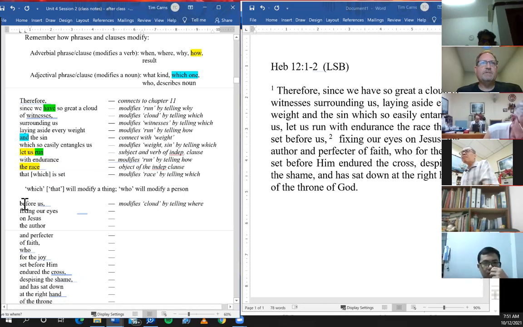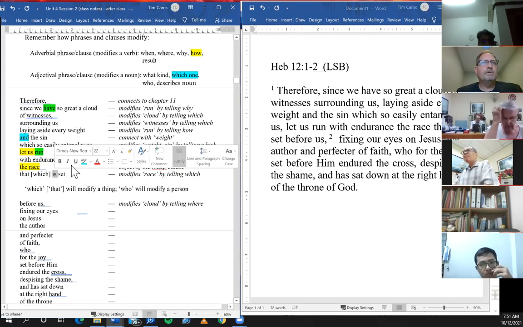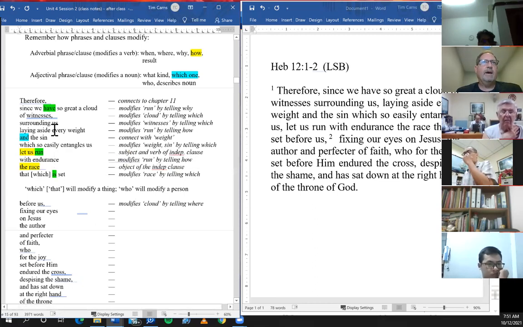And in this case, I'm going to look for a verb. I only have a few options here. I'll just highlight them in green. I have the verbs is, run, and have.